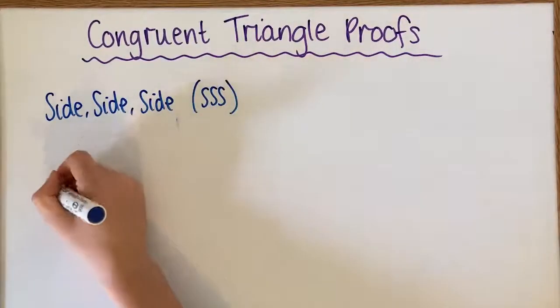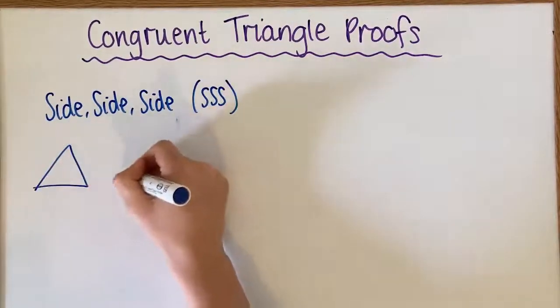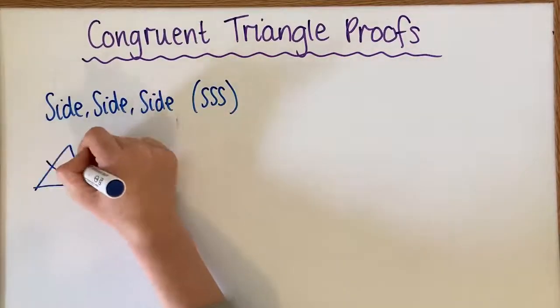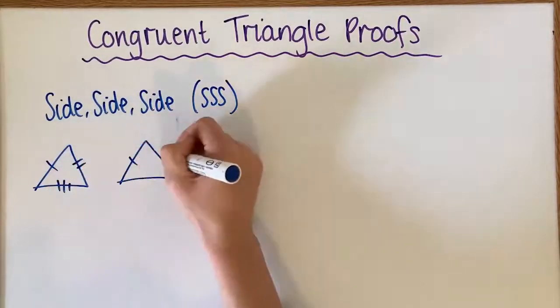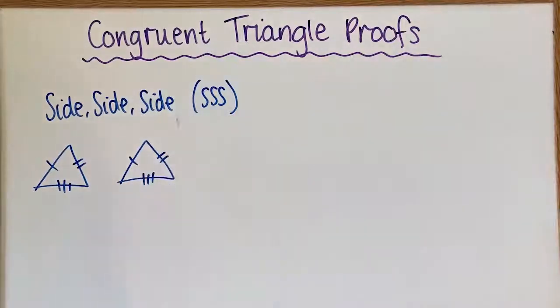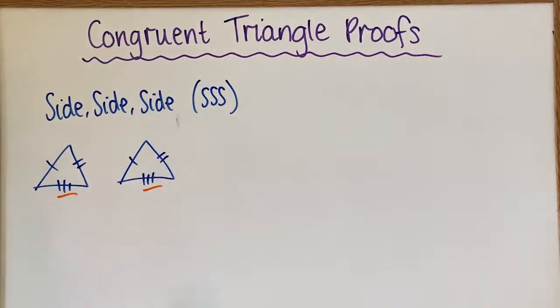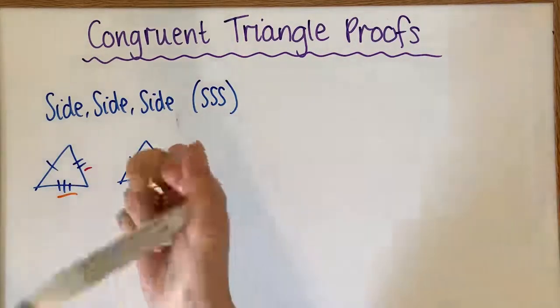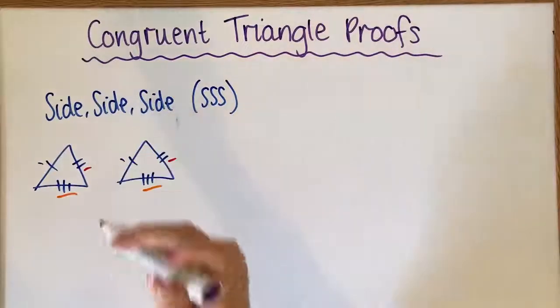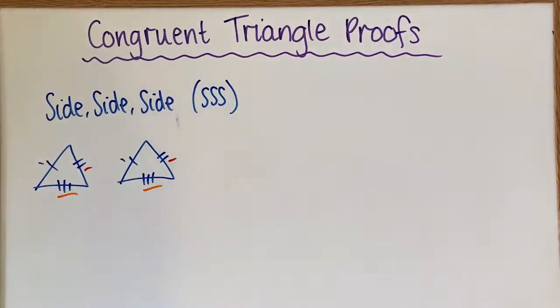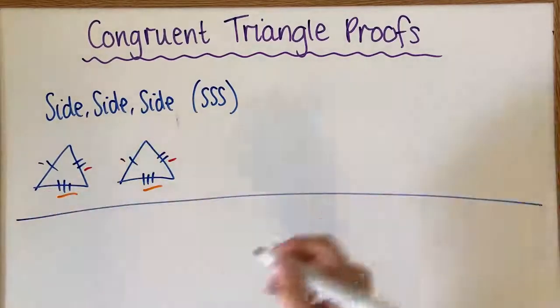Okay, so an example of this would be 2 triangles like this, and the side lengths given would be the same. We can see that this side relates to this side, this side relates to this side, and this side relates to this side. So if all 3 sides are the exact same length, then they are congruent. Okay, so that is the first test.